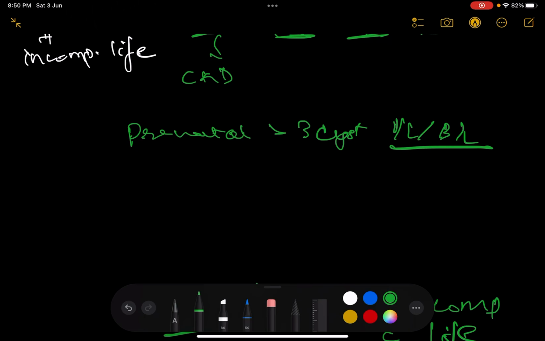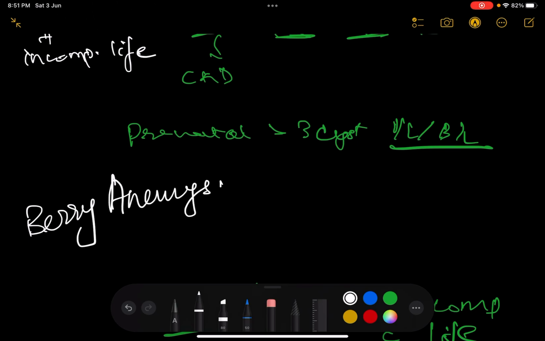The extrarenal manifestations of PKD are going to be most commonly hepatic cysts. Cysts can also be in the spleen, pancreas, lungs, and there can be colonic diverticuli. Very important, and something that is very high yield to know, is a berry aneurysm, and a berry aneurysm is something that is associated with the circle of Willis.